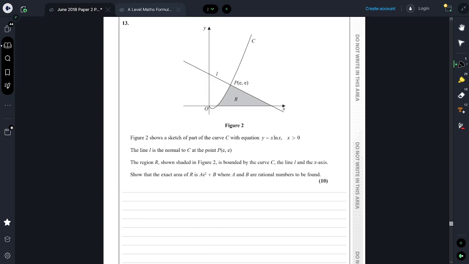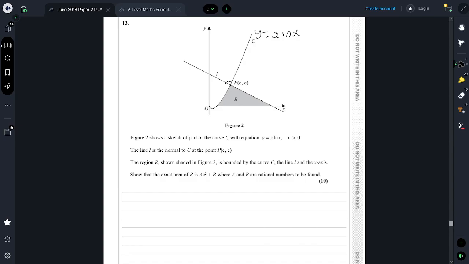Okay, so we've got this area. Essentially, find the area of R using integration. That's how you find areas, is use integration. So how are we going to do that? Let's have a look at what it tells us. We're given the curve here, which is y is x ln x. We are given the normal, which means it is perpendicular to the tangent at that point here at P. Actually, let's put it here.